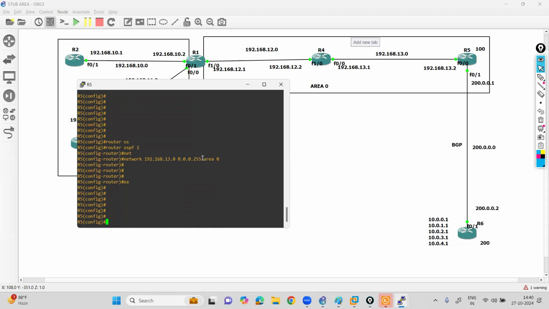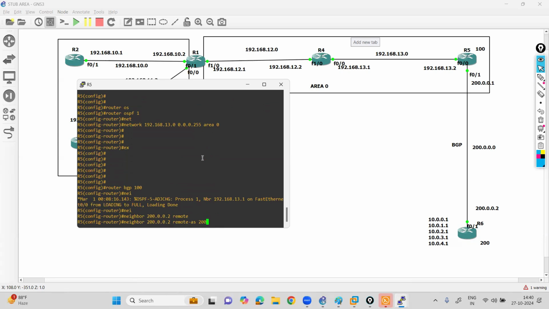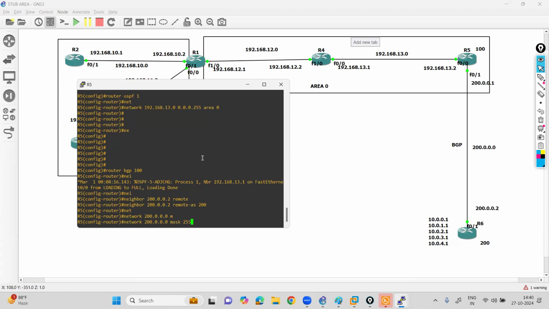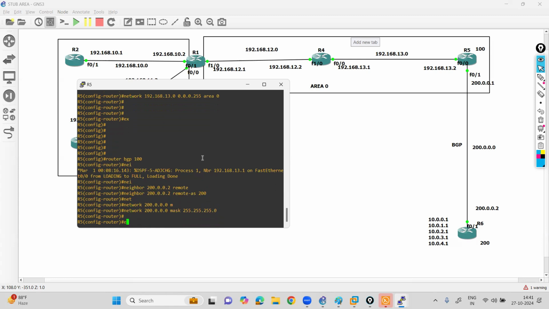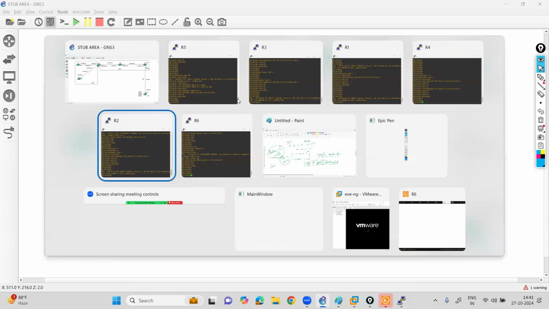Now, let's advertise the next network. So, router BGP 100. Neighbor, which one is this? 200.0.0.2. Okay. Remote AS 200. Okay. Network is 200.0.0.0. Mask will be 255.255.255.0. In case of BGP, you have to provide the mask. Okay. Clear now? Now let's go to router number 6 and do the configuration.